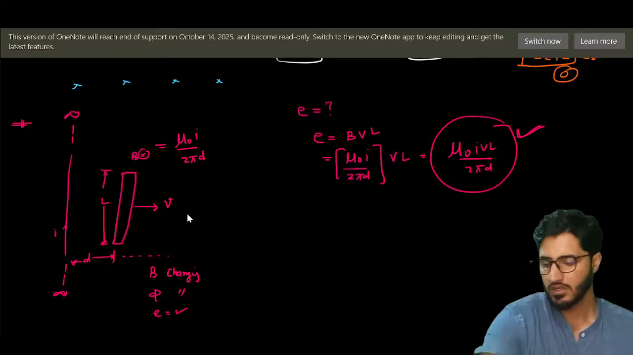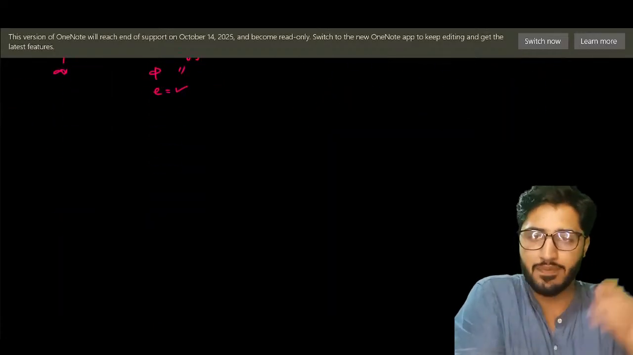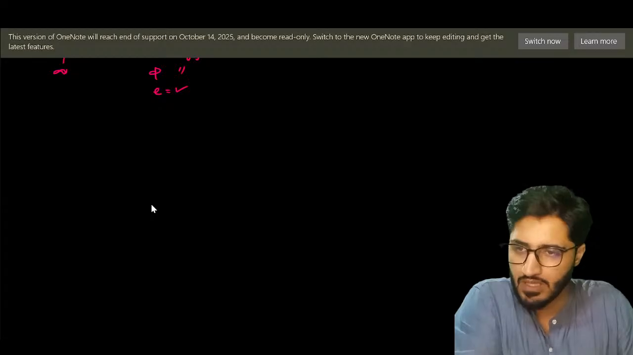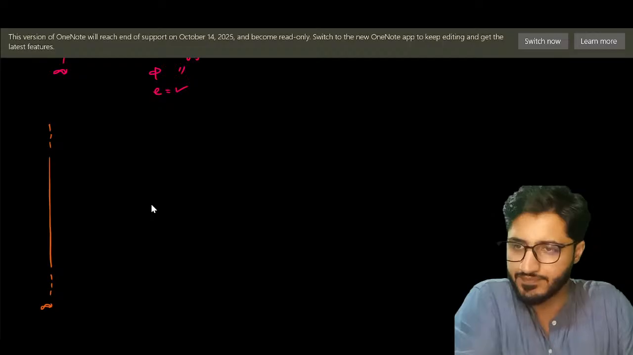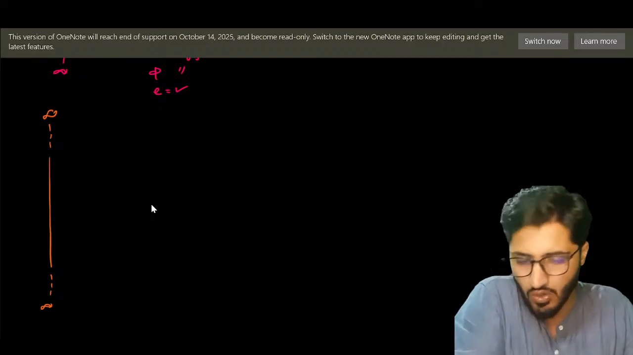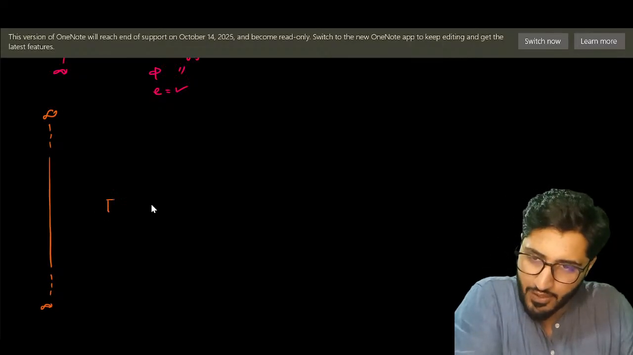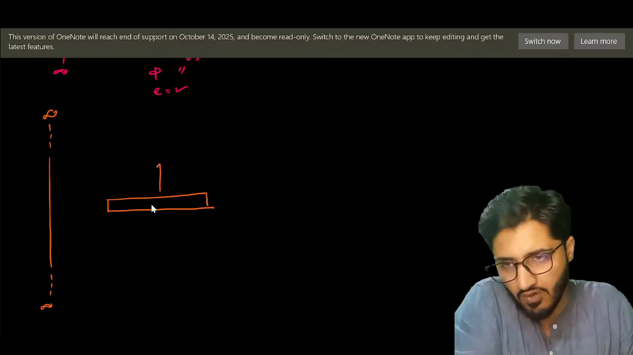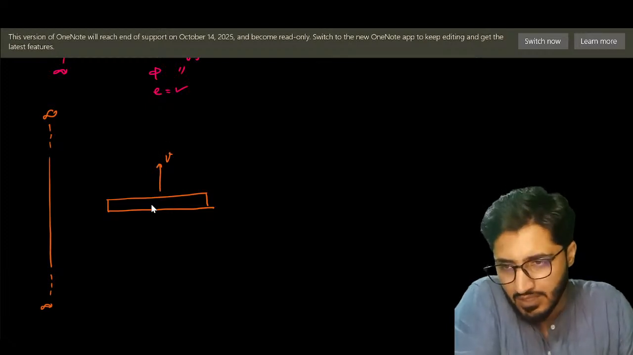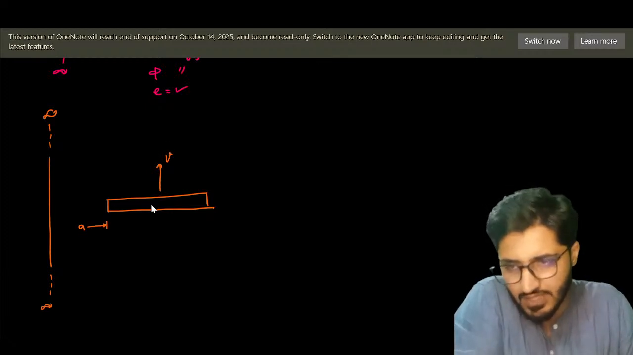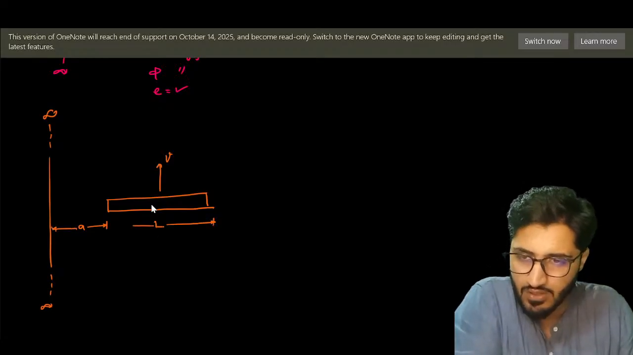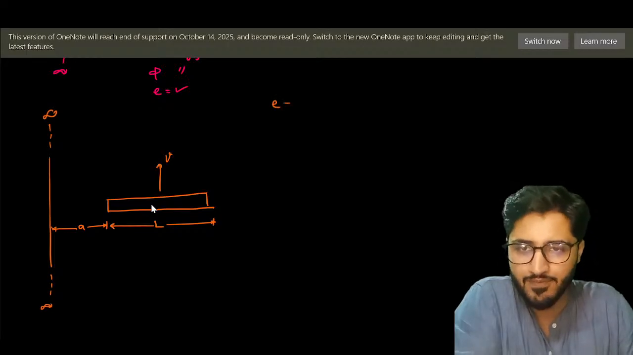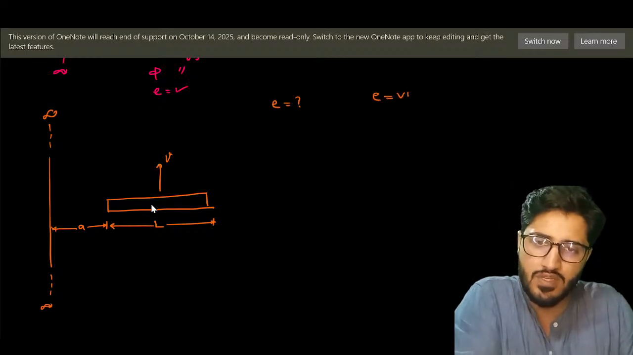Look now. One more numerical, a different type now. We are having an infinitely long wire. But my rod is in this way now. This is my rod. Velocity of this rod is in this way. The distance of this first end is A. Length of the rod is L. Find E.